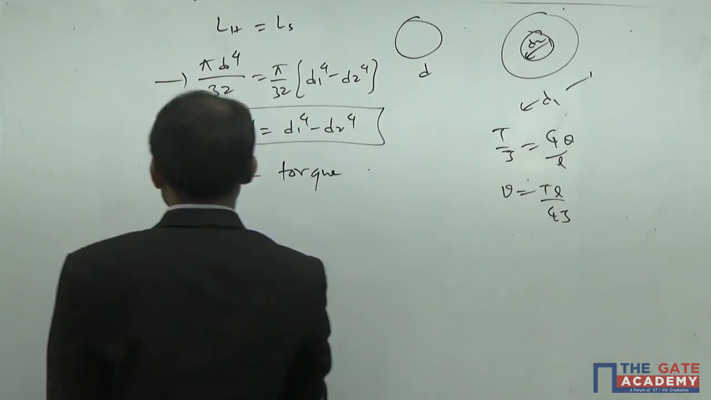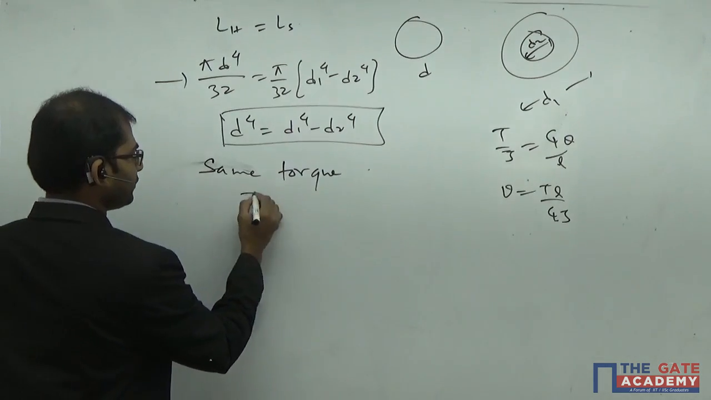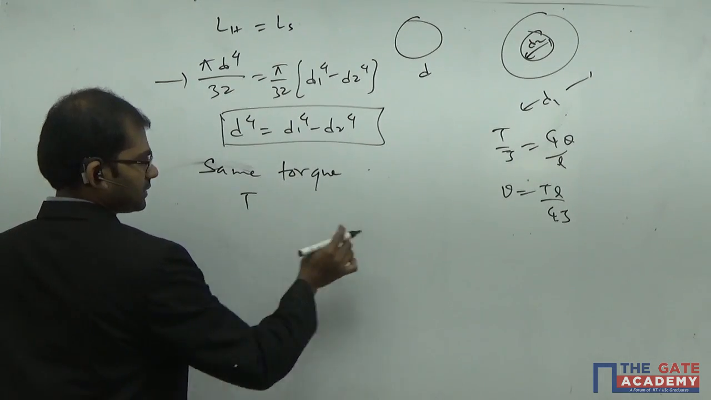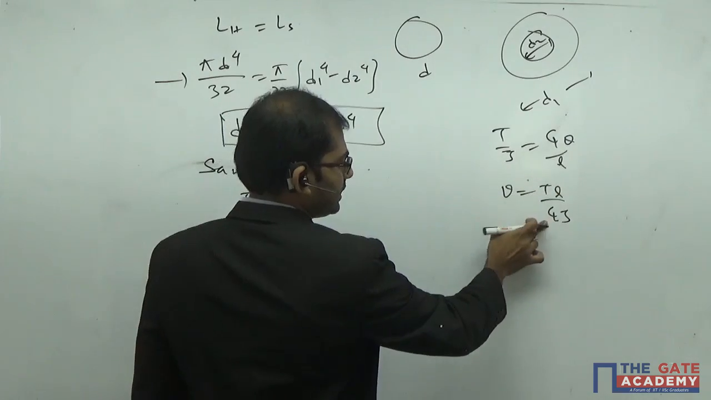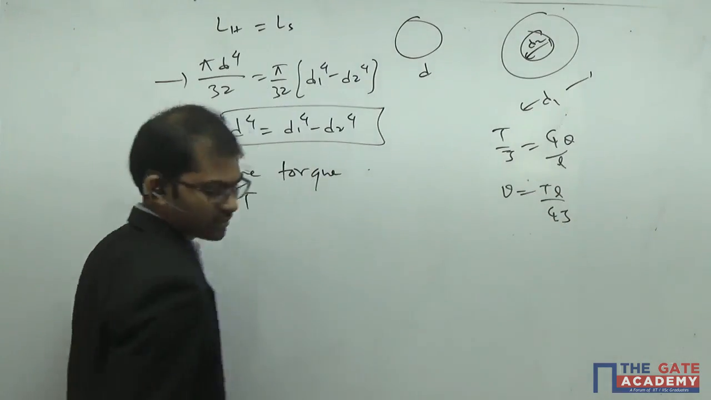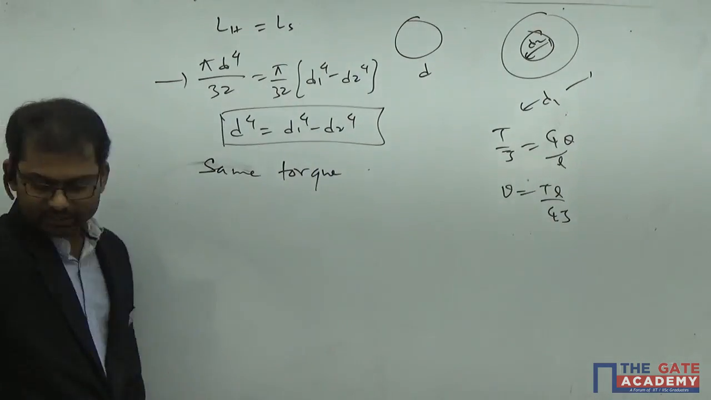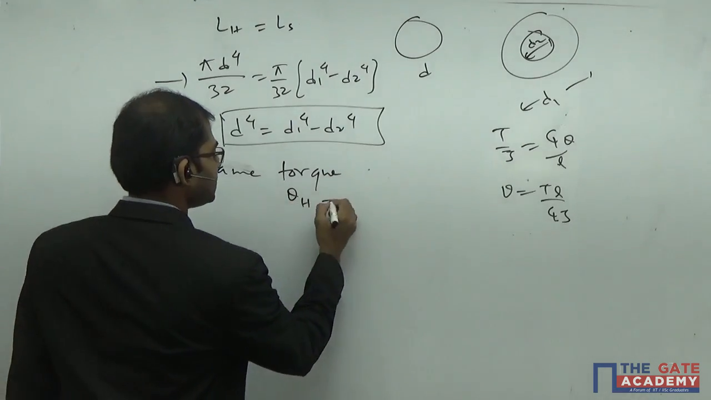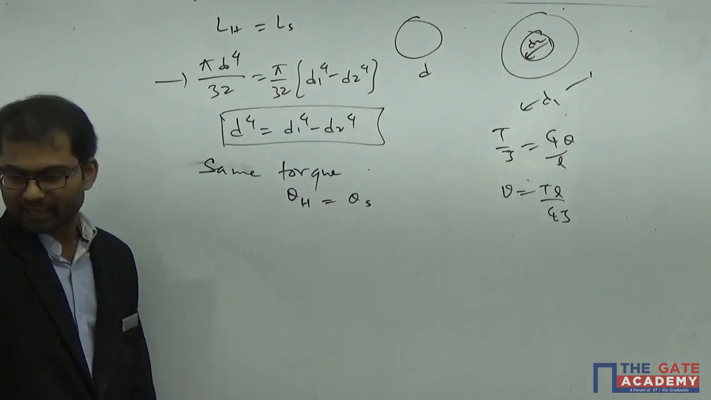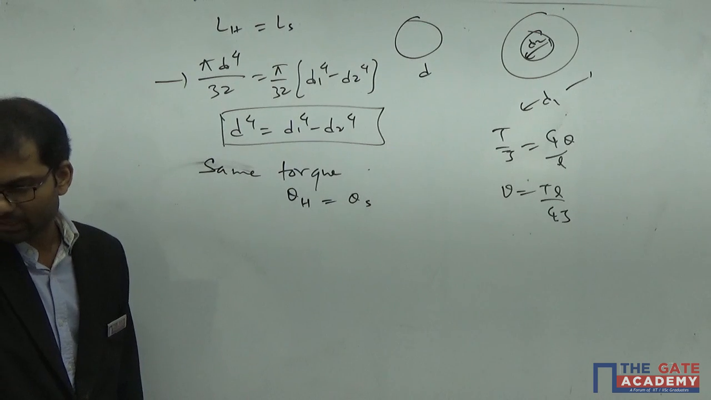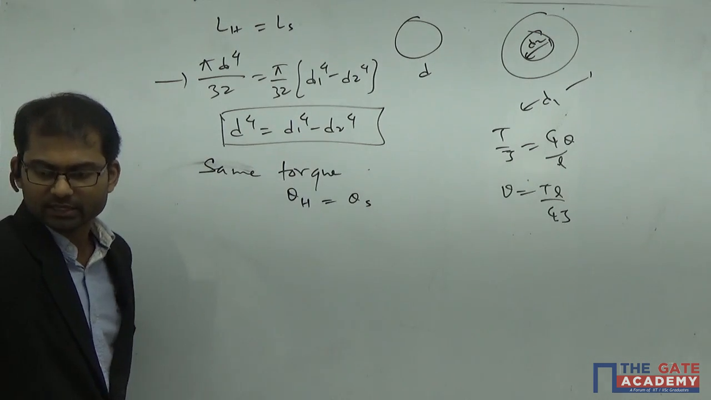If you compare both of them, torque is the same in both cases, length is the same, G is the same, and J is the same. So simply we can say theta is the same in both cases, so theta H is equal to theta S. That eliminates options B and C, so only option A or D is correct here.